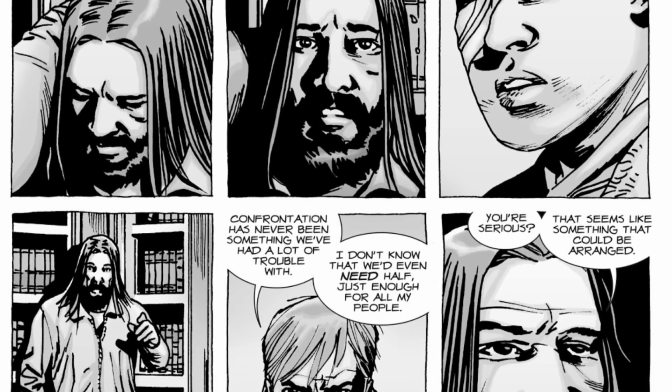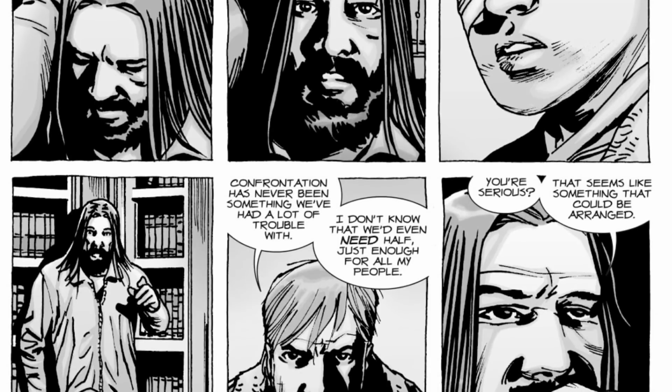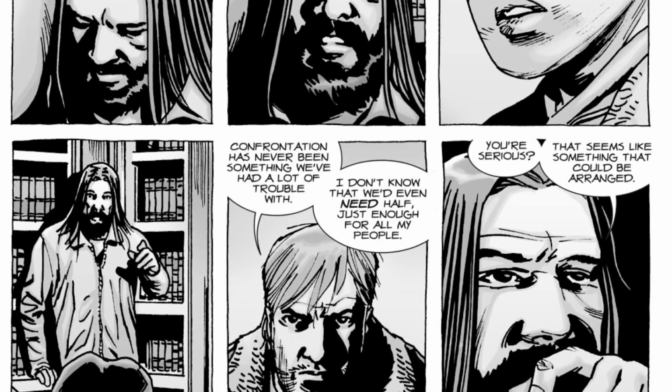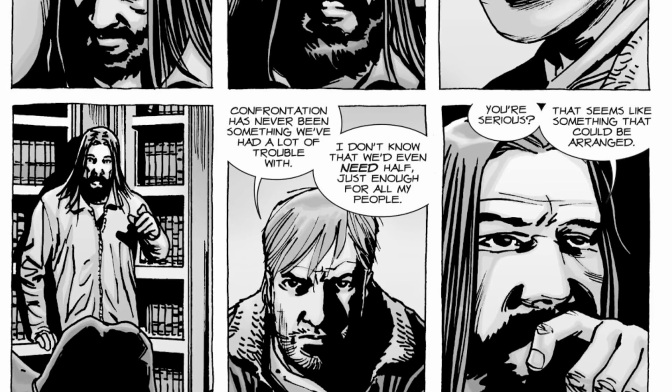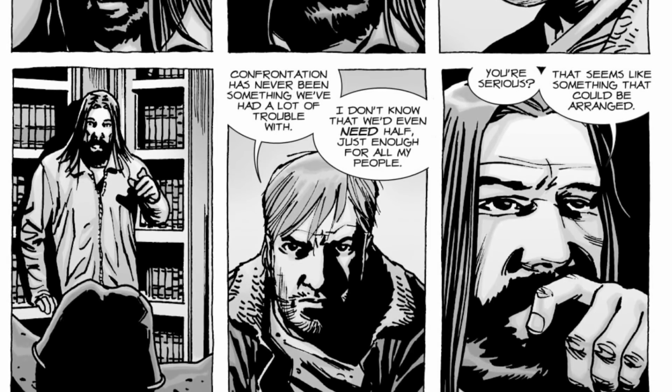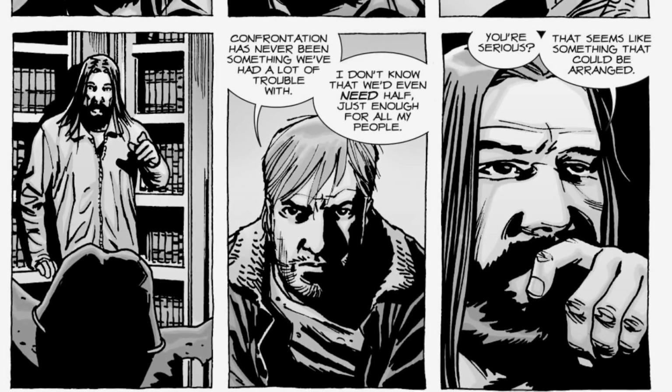Carl looks at him and says, if they kill the Saviors, will Hilltop give them half their food? And thus Rick ends up striking a deal for a massive amount of food and supplies for Alexandria in exchange for him and his people dealing with Hilltop's Negan problem.